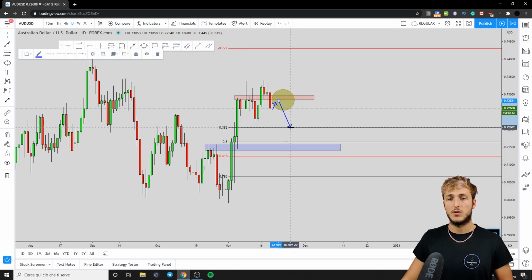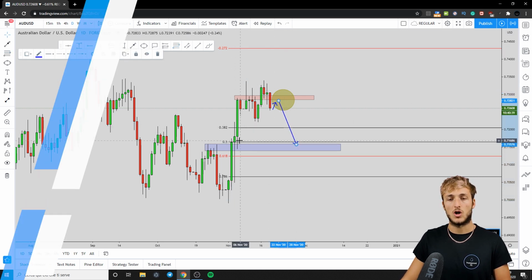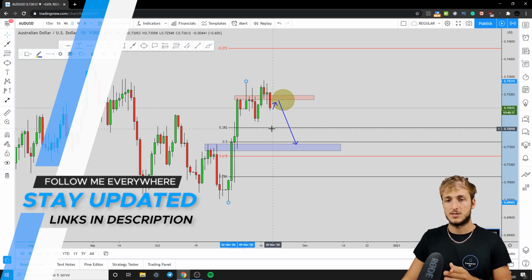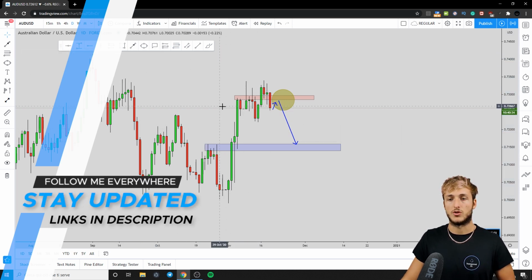And overall, it would be great to see the market even complete the pattern all the way down at the neckline, but minimum the 0.382 of the Fibonacci taken on this impulse.